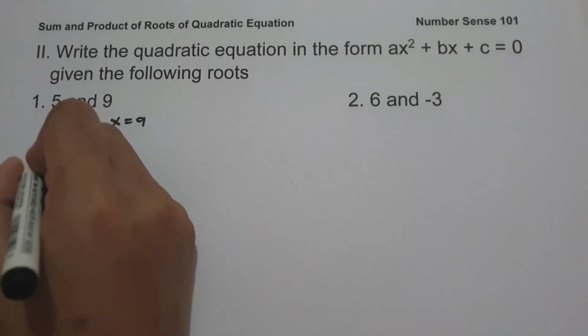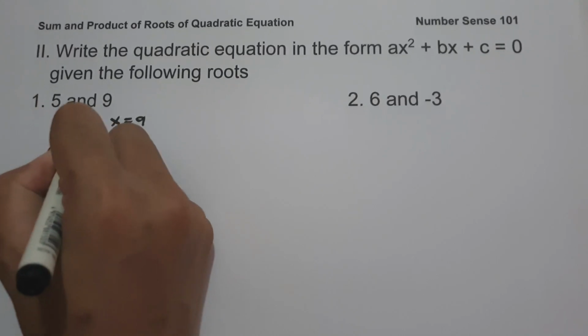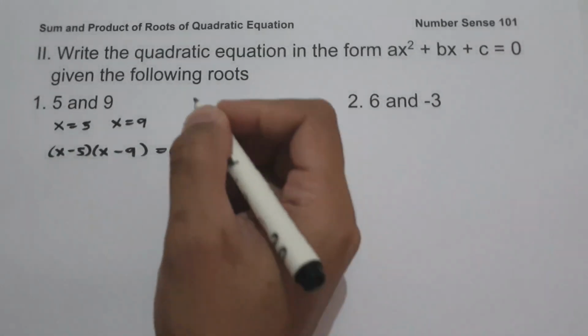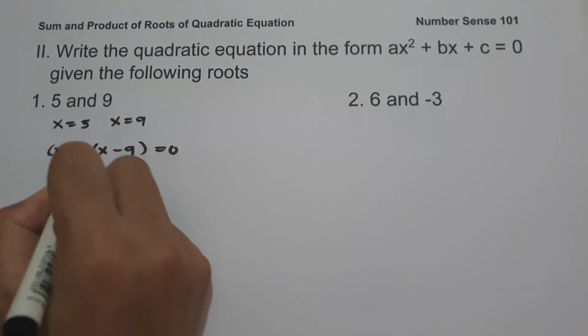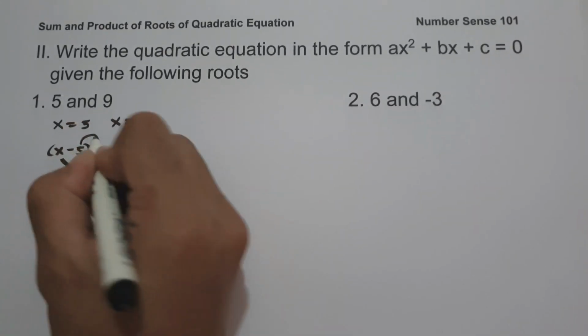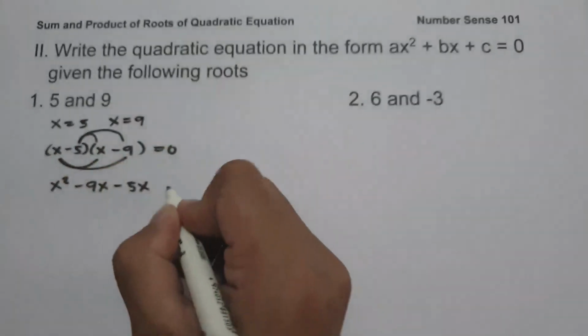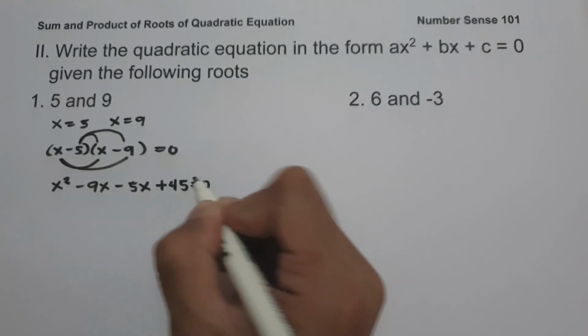The first one is to write the given roots into factored form. That is x minus 5 times x minus 9 equals 0. So let us have x times x is x squared. X multiplied by negative 9 is negative 9x. Negative 5 times x is negative 5x. And negative 5 times negative 9 is positive 45 equals 0.